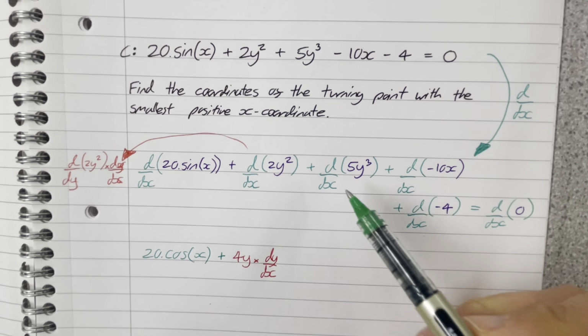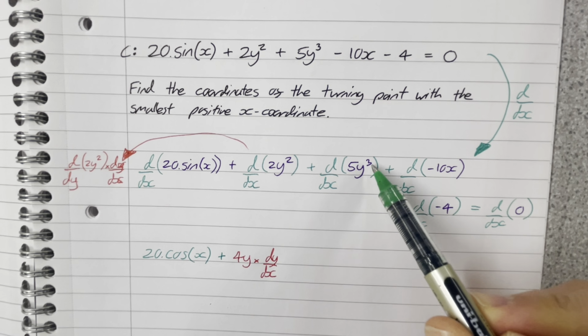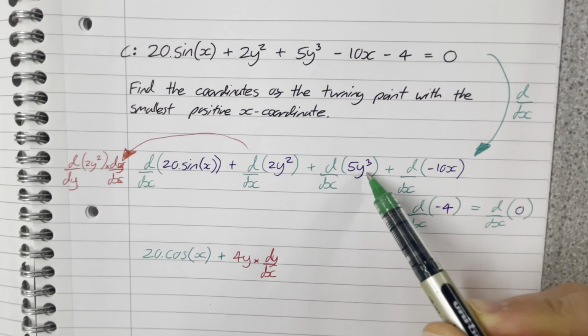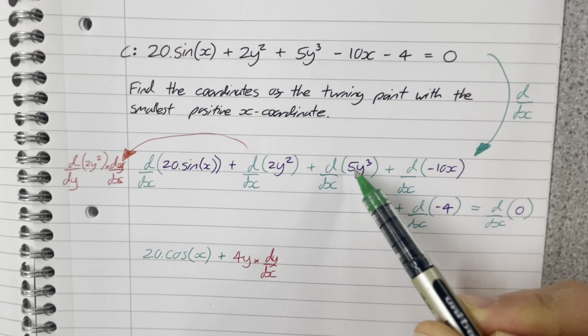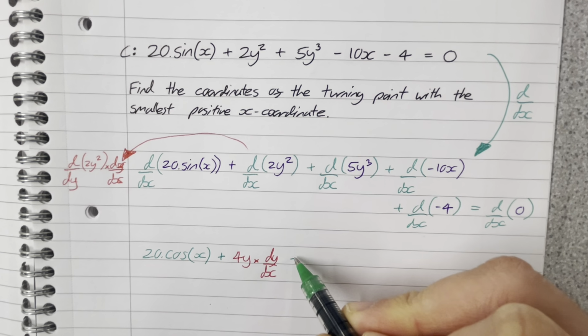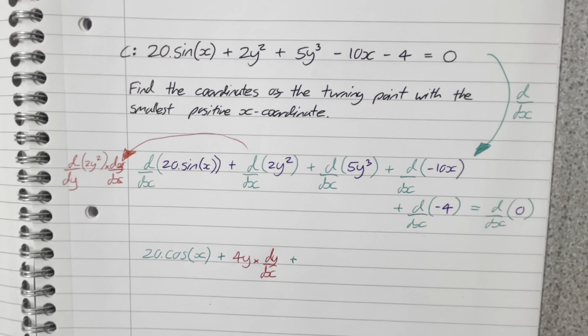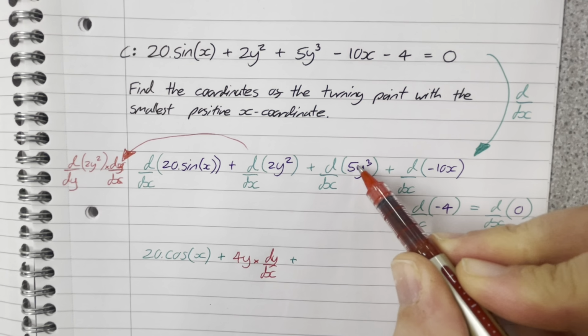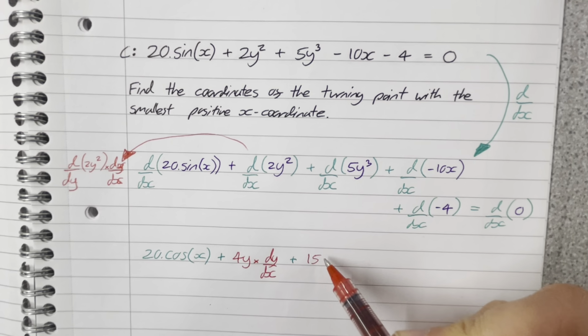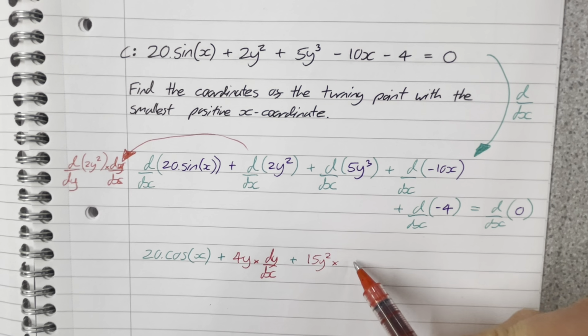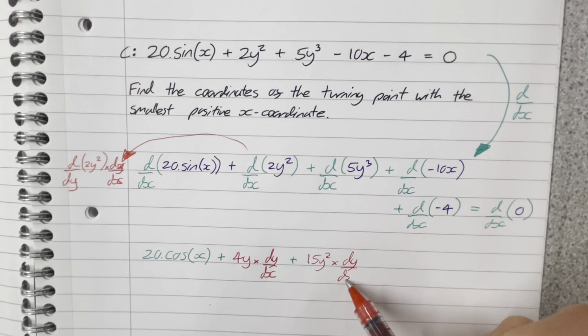And we can do the same thing here. I don't want to differentiate that with respect to x because I don't know how to do that. But if I differentiate it with respect to y and times it by dy by dx, I will get the right term. So if I differentiate this with respect to y, that's going to be 15y squared. And then I need to times it by dy by dx.